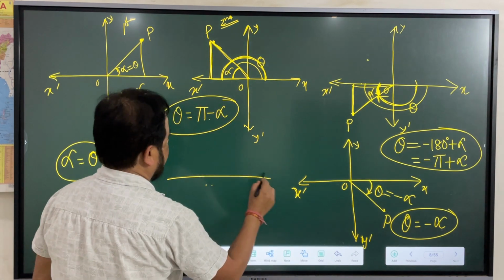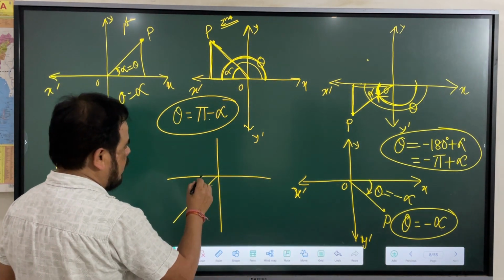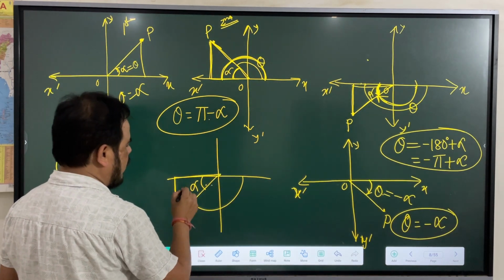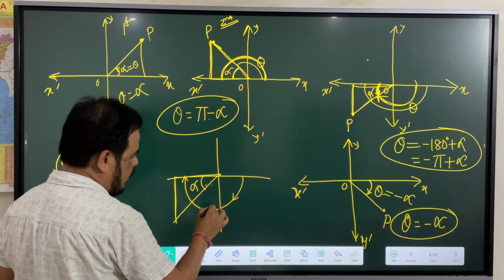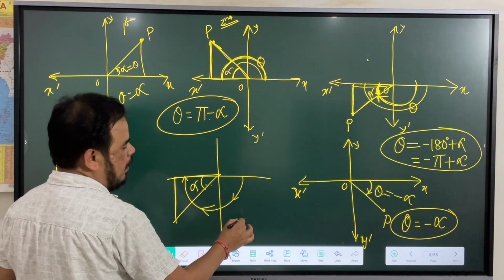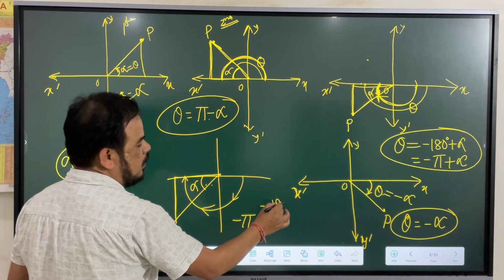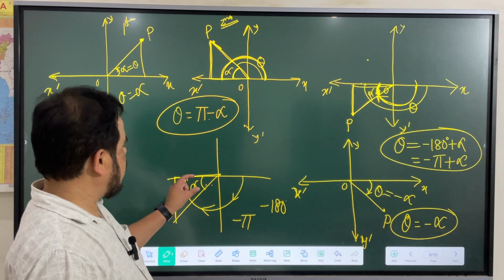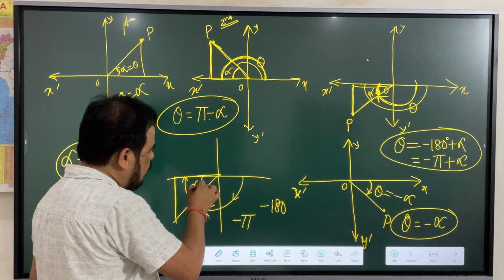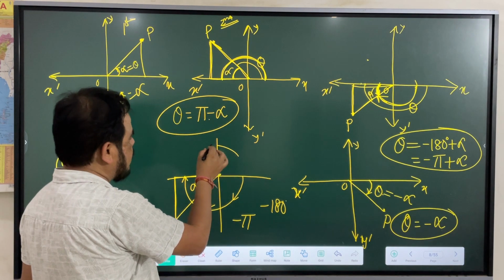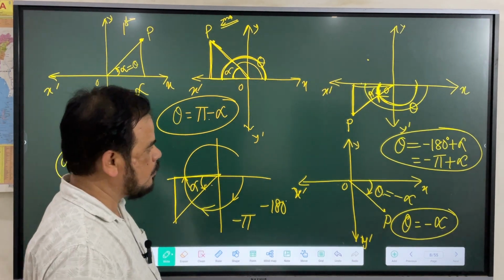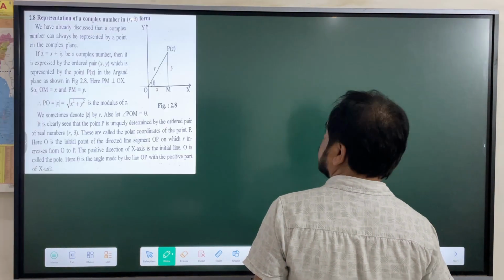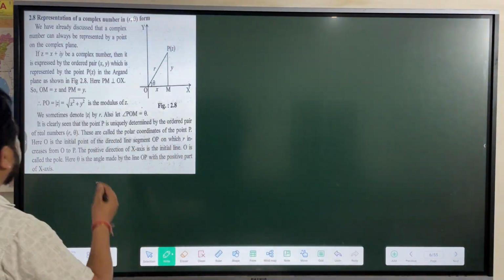Let me explain this one again. This one alpha. This is a right angle triangle. Here to here, see movement is this way, clockwise. So minus pi or minus 180. This is what I want to explain to you. This is alpha, plus alpha. Why? Because movement is anti-clockwise, because P has moved this way. So this one is just written here.